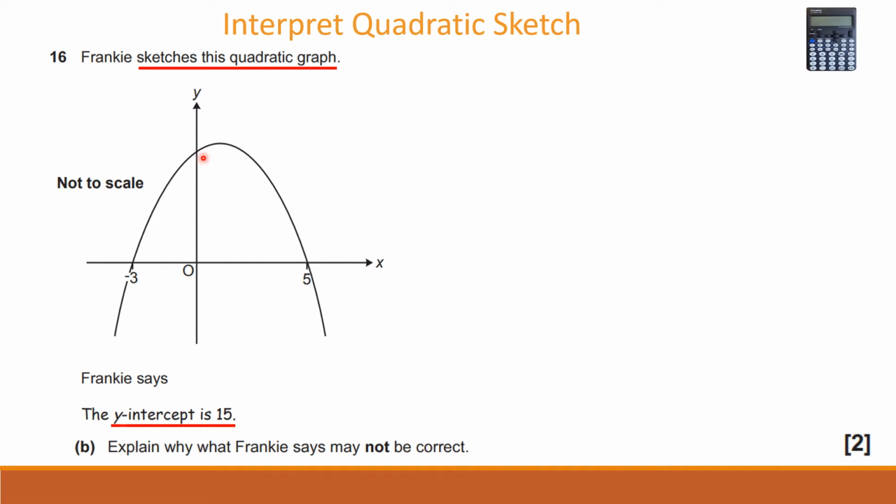We're told this point is 15. Now we've got to explain why he may not be correct, and this is worth 2 marks.